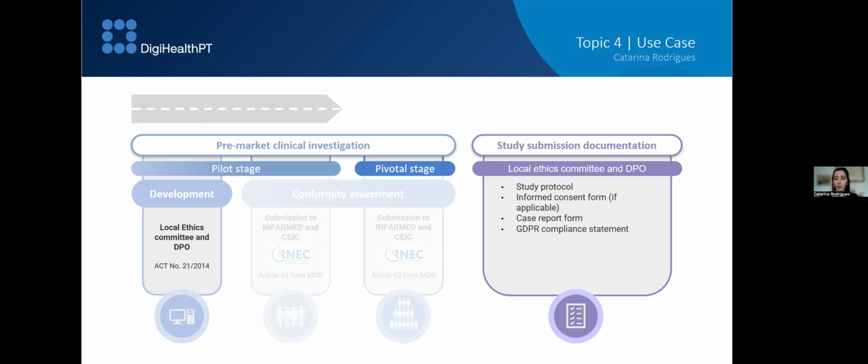The GDPR compliance statement. So we need to show that we are compliant with the GDPR. The data protection impact assessment that Yuri already talked about earlier. We need a local board authorization for the study to be implemented, and we need to have the team qualifications. Of course, much of this documentation is provided by the manufacturer, but other information like the local board authorization and team qualifications are provided by the clinical site. And of course, there are many sites that might have some different documents that are mandatory from site to site.